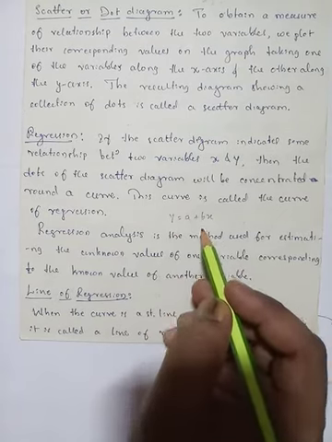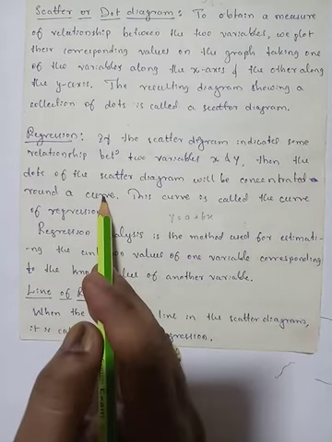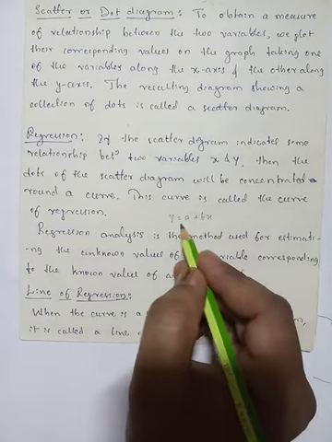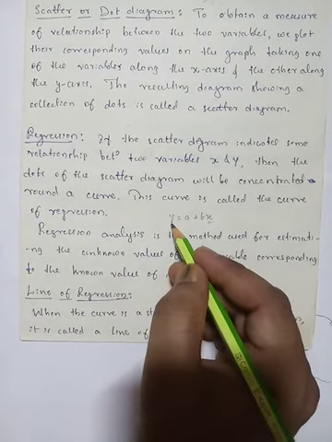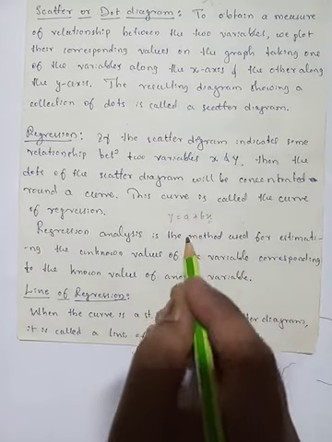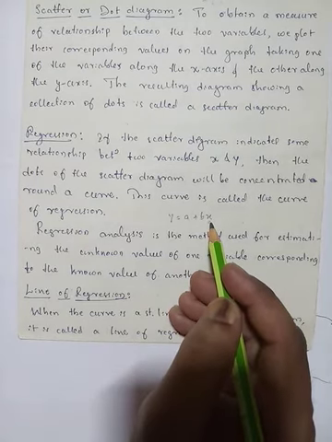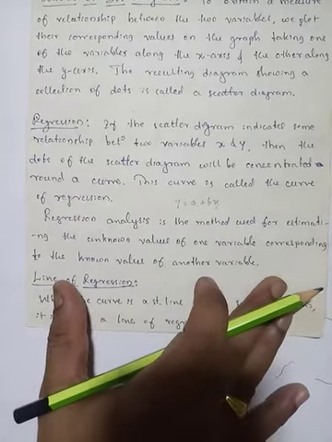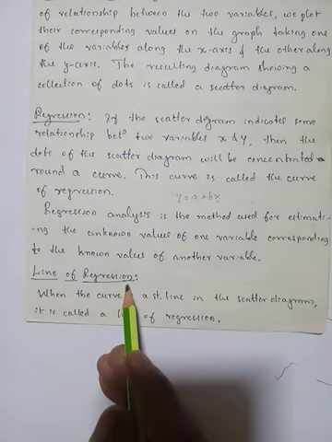Now this regression helps to find the unknown value. For example, if this is the straight line, we can give some values for x, we get some value for y. With the help of this regression, we can find the value of the unknown with the help of the known value.